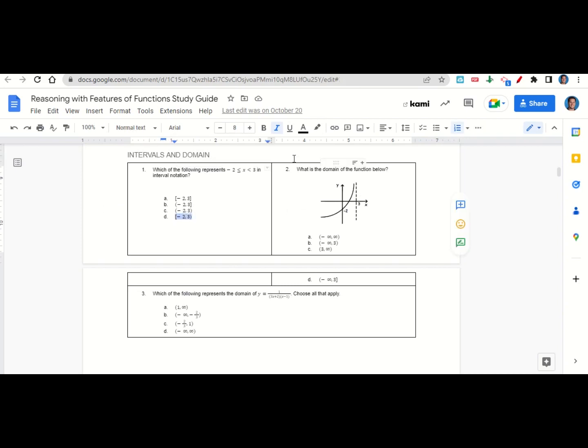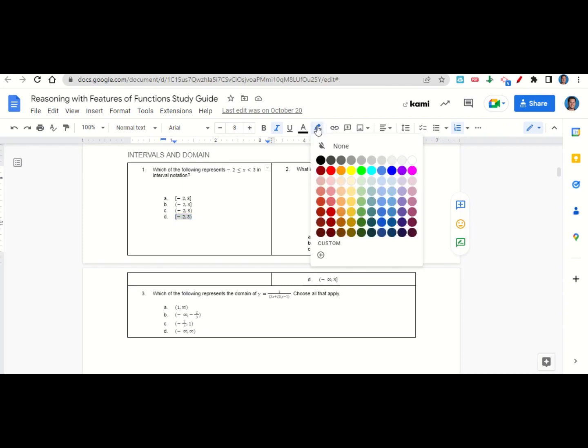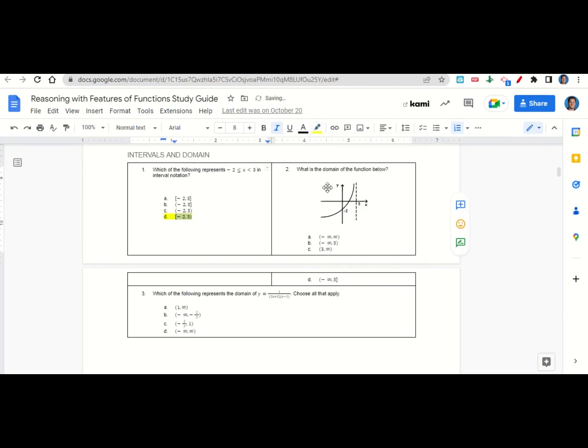So we go ahead and highlight it. Then we're going to go to our little highlighter tool, click on that, and highlight it just like that. You can make it any color you want, just make sure that it's a color that stands out.